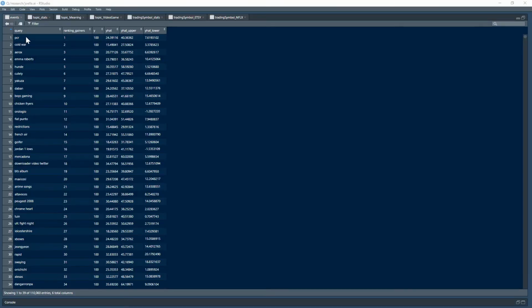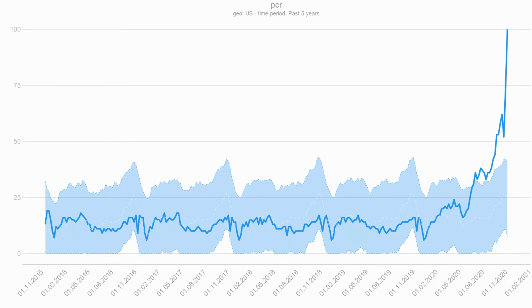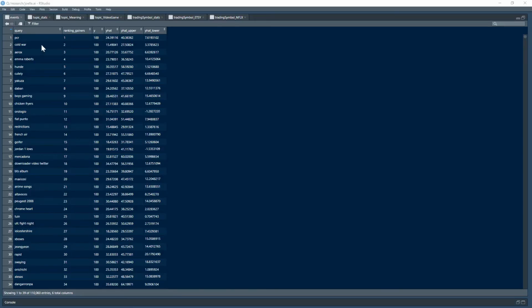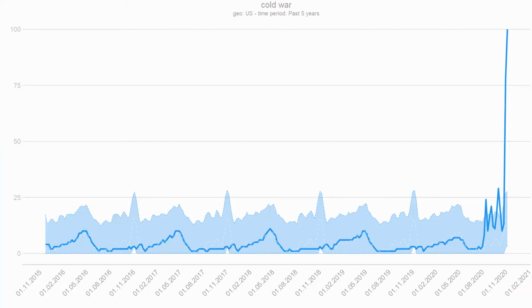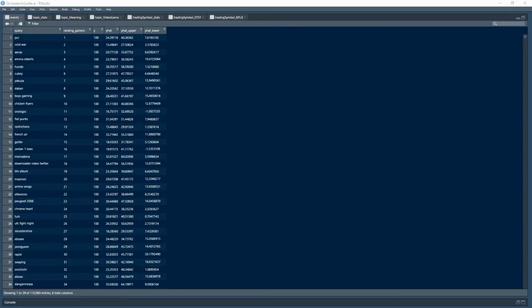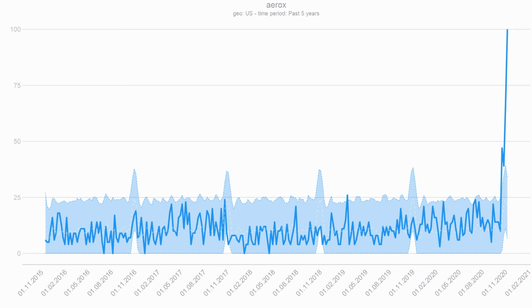PCR is the first keyword. PCR stands for polymerase chain reaction. There are PCR COVID tests, and that's why the keyword is currently trending. Cold War is searched in the context of the Call of Duty video game, which has just been released. And Ninox is a line of single-cylinder scooters made by Yamaha. Interesting? Yes, but it's quite difficult to identify patterns or major trends by looking at these individual keywords.